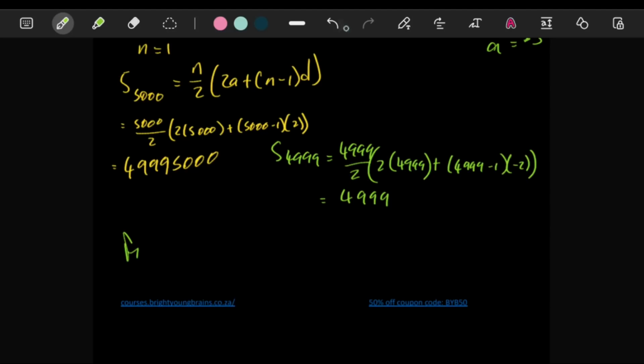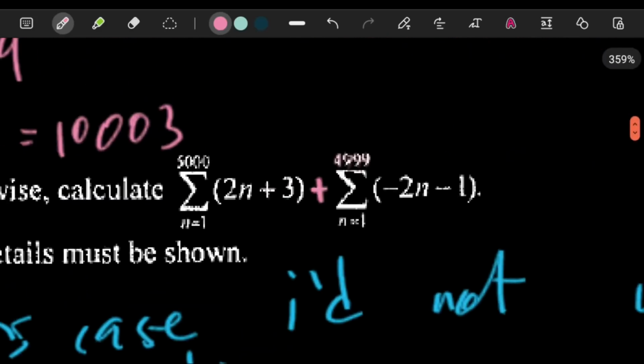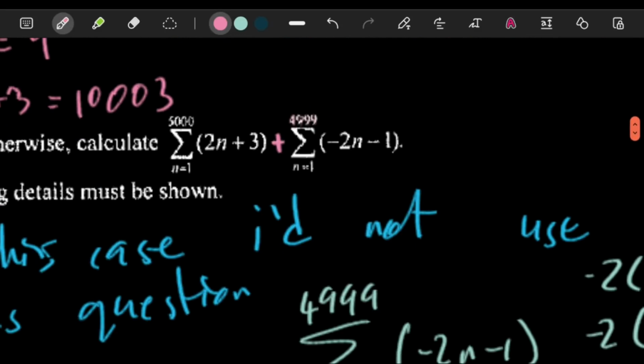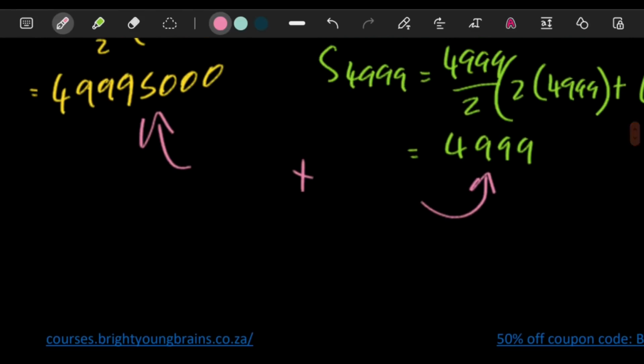Final answer. Let me put it in red. You're gonna add these 2 up, because that's what this is telling you to do. It's telling you to add them up. If you add those up, it's gonna be equal to 4999. This plus that is gonna give you 9999.